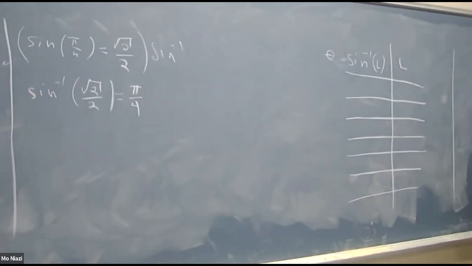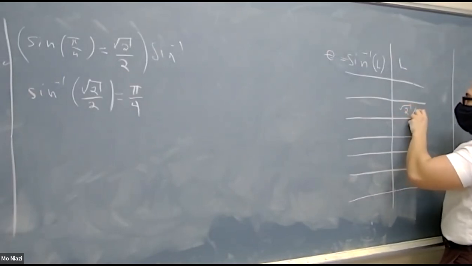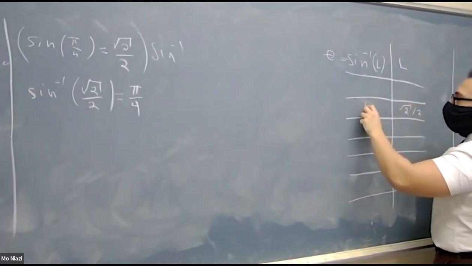So for one of our lengths here, let's say root 2 over 2, we have that this equals pi over 4.